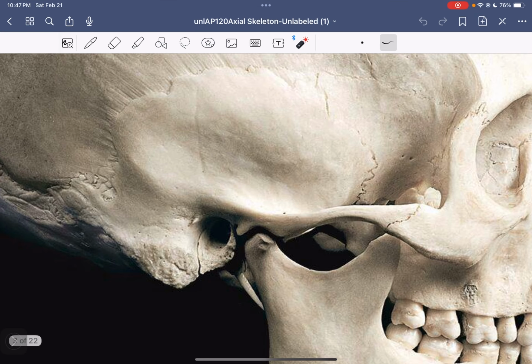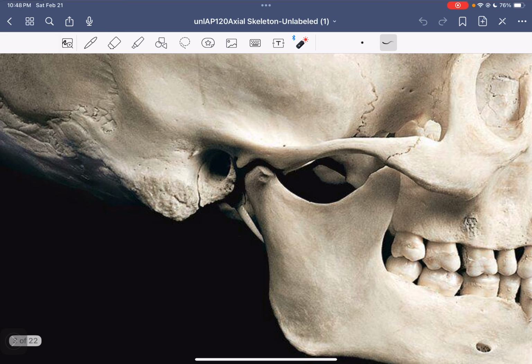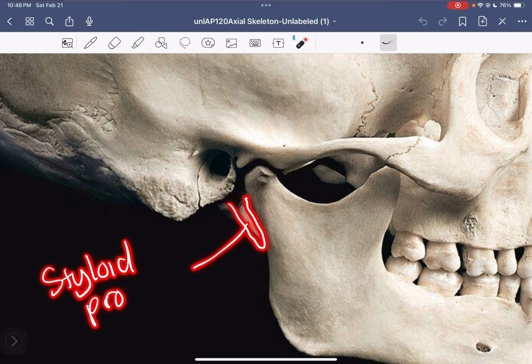Next up, there's this depression here. So it's like this specific thing. This would be your mandibular fossa. You can also see here, it's pretty cool. It's like this sharp structure. This is your styloid process.